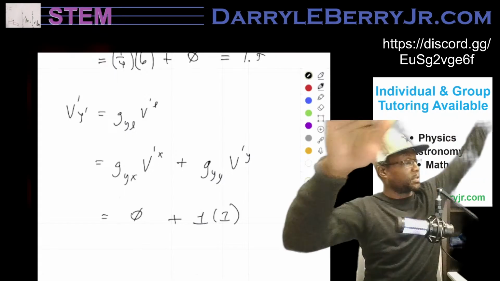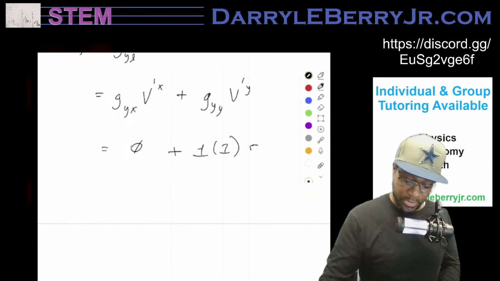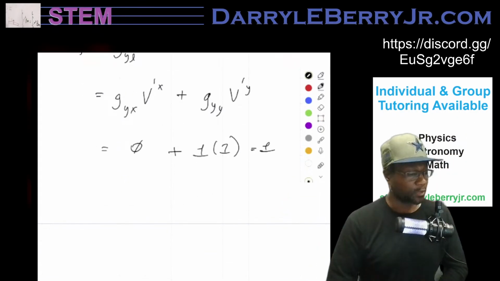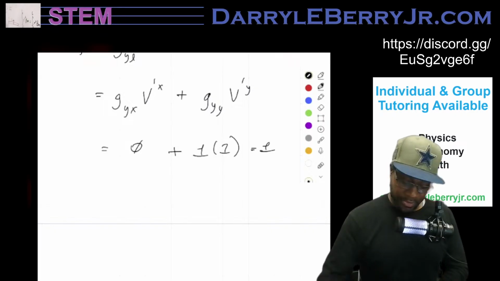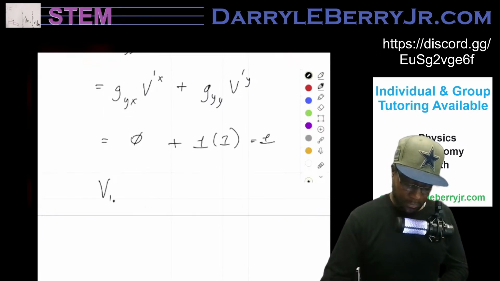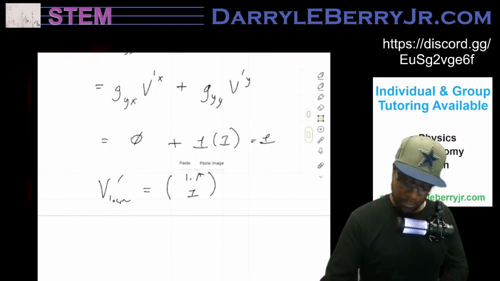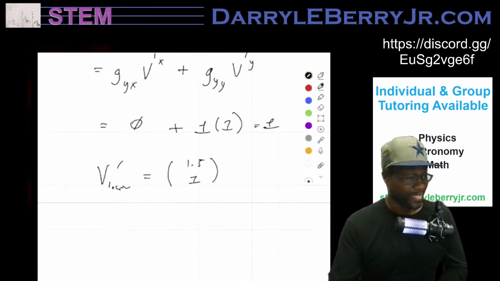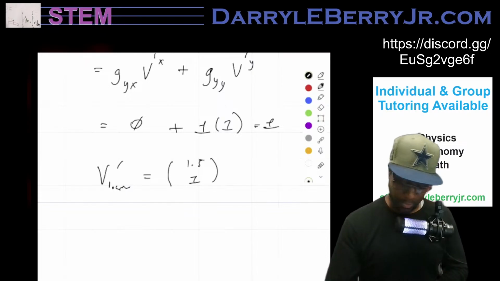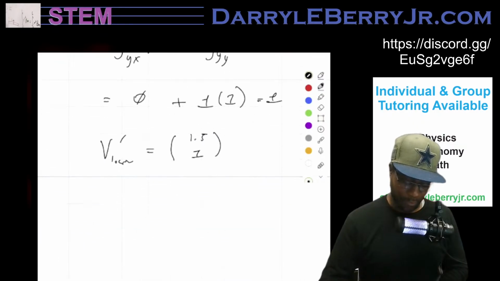So this equals 1. Right? So this means that our vector in the lowered prime is going to be 1.5 and 1. All right, so now we have it. So now we could test this stuff out. We can test this stuff out and see if the Einstein vector notation works. And newsflash, I did it earlier, so I know it works.